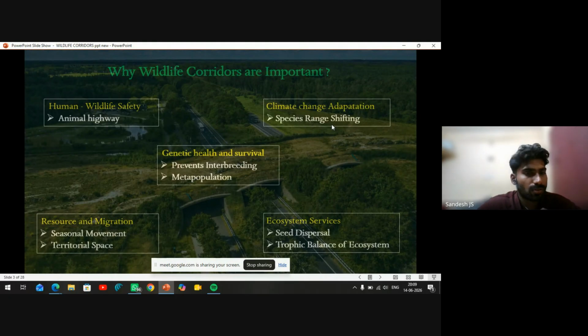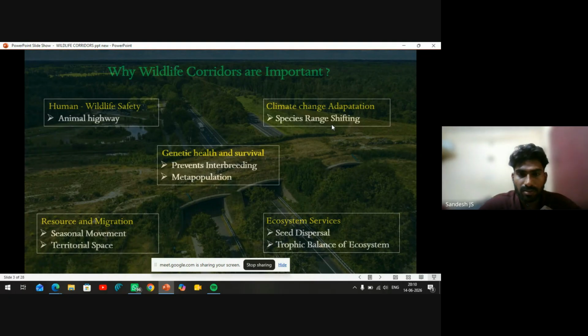Next is resources and migration. Most wild animals make seasonal movements. They have a seasonal course, a pathway, like an ancient pathway, which they use for migration or locomotion. The main example I can give here is the elephant. Elephants are actively moving along those seasonal pathways daily.